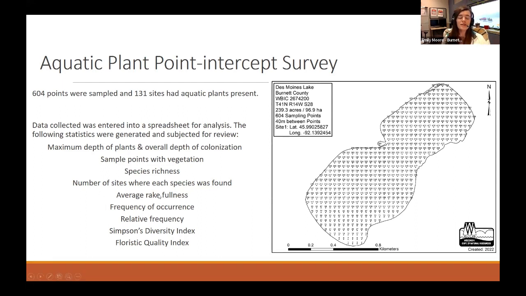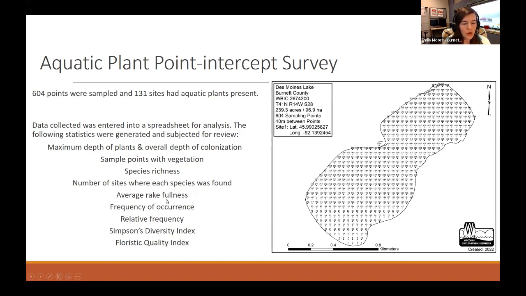Average rake fullness. At each location or point on the map, we throw a rake, and the rake is rated on a criteria of 1 to 3. So 1 being there wasn't a whole lot of plants found, versus 3, the whole rake was covered. We can't even see the rake. There is a 0, which means we threw the rake and there were no plants there.